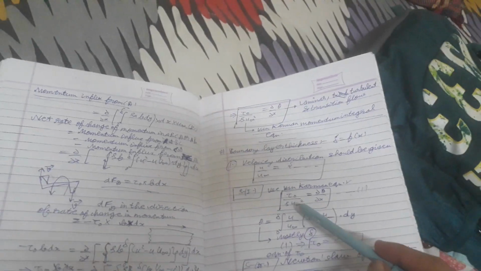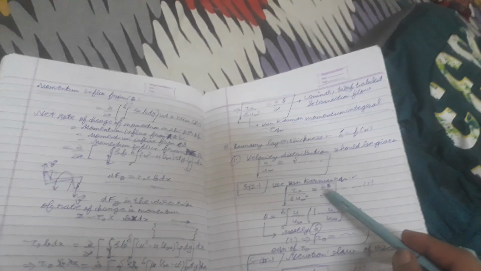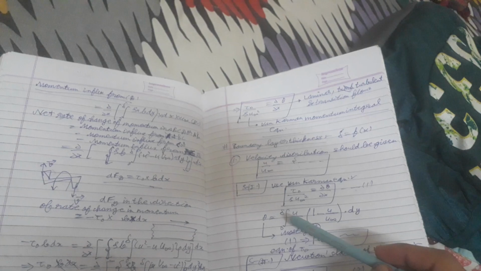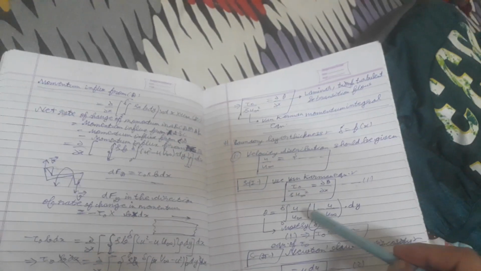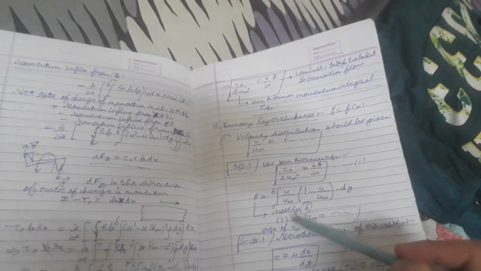Step first, use von Karman equation: tau naught by rho u infinity square is equal to d theta by dx, equation 1. Theta is equal to integration from 0 to delta of u by u infinity into (1 minus u by u infinity) dy, where delta is the boundary layer thickness. Equation 1 implies tau naught is equal to the dash equation of tau naught.